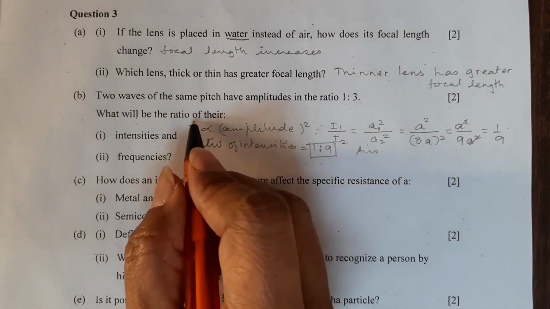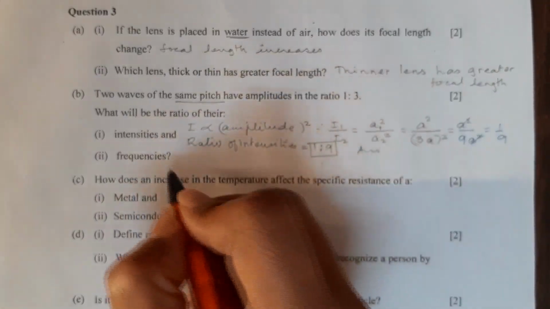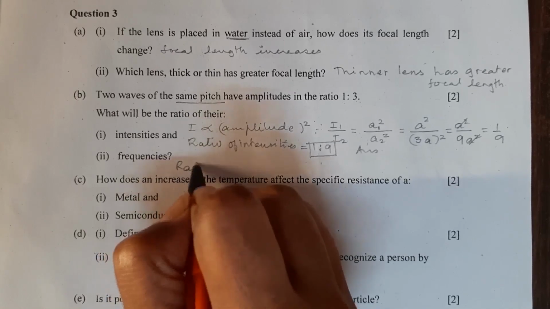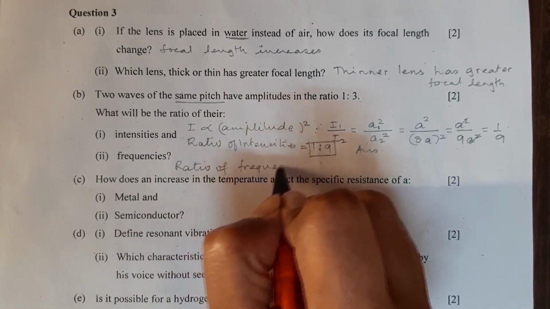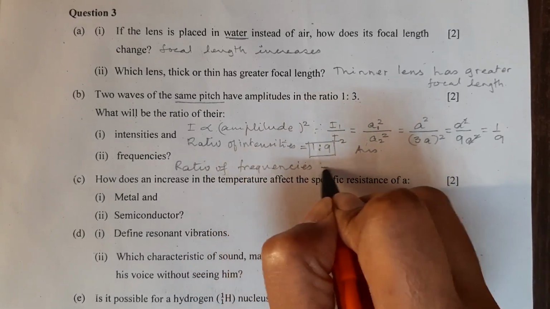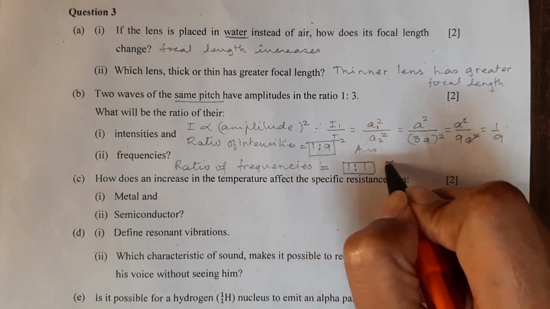Now they are asking us the ratio of their frequencies. They have the same pitch, so the ratio of frequencies is going to be 1:1 since the pitch is same.